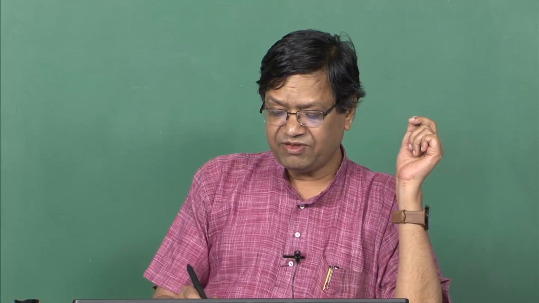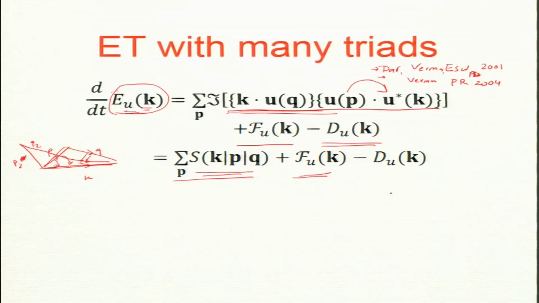Now, this is coming from the external force, and this is coming from dissipation. Dissipation D_u is always positive, so minus D_u will always be negative, and F_u can come with both signs, and this quantity can also come with both signs. So, if it is negative, then that means the modal energy K is losing to other modes. If it is positive, then it is gaining from other modes, and this is totally nonlinear.